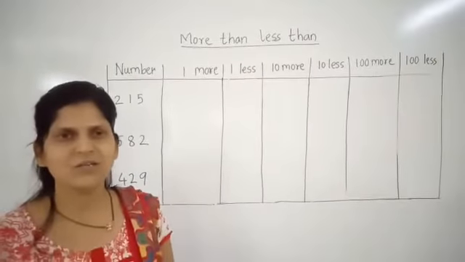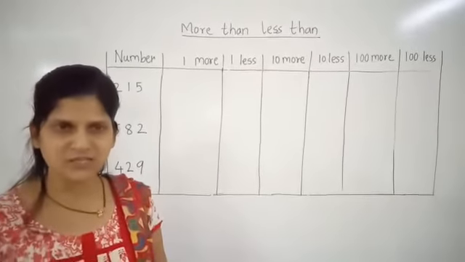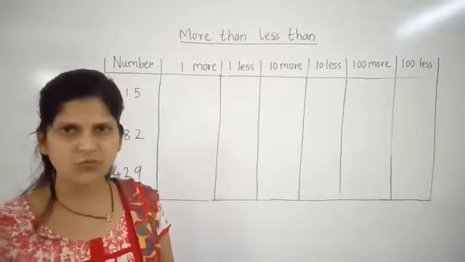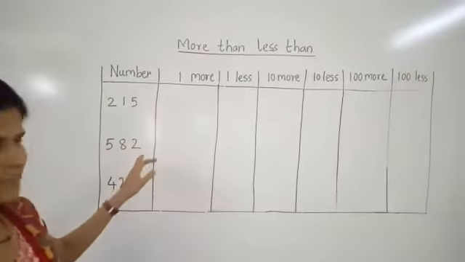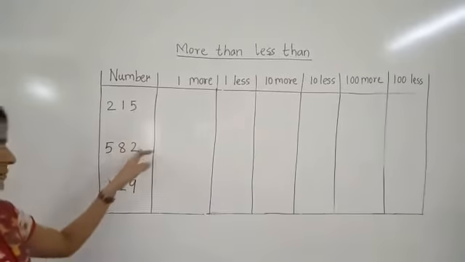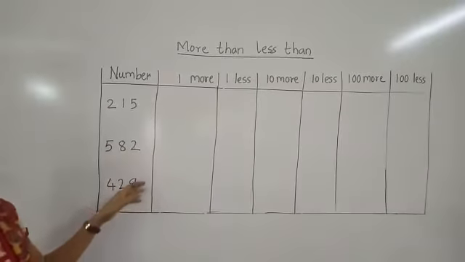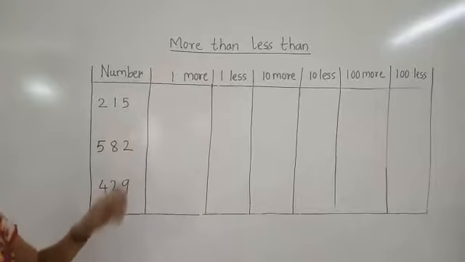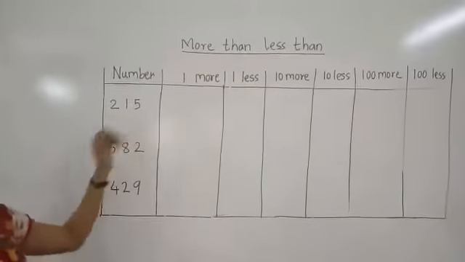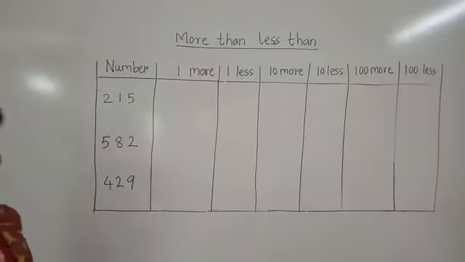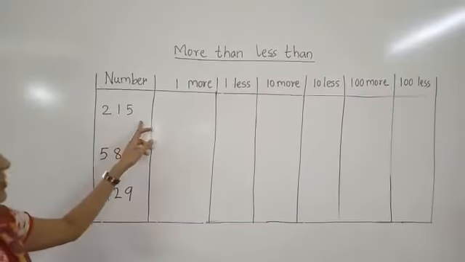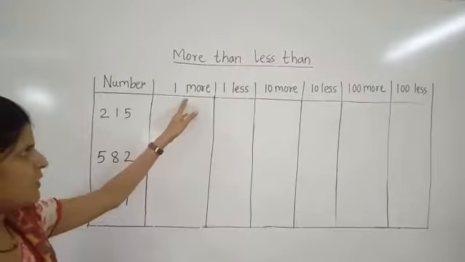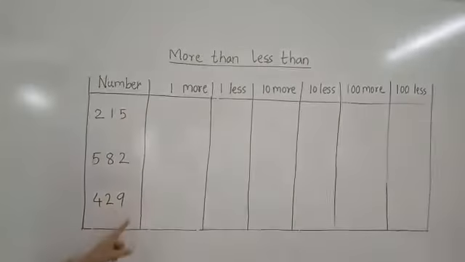Hello everyone. As we are learning the more and less concept, let us learn more with examples. See here on the board I have drawn a table and written 3 numbers, and we are going to do 1 more, 10 more and less, and 100 more and less with the numbers given. Okay. So the first number is 215.